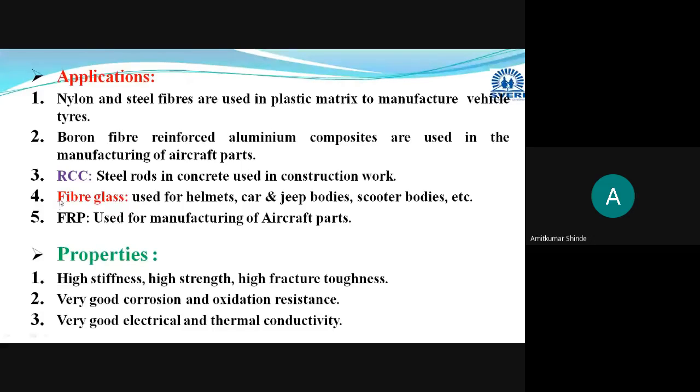Then fiberglass composite materials are there. These are used for manufacturing of helmets, cars, and different jeep bodies or scooter bodies. So these are the different applications of fiber reinforced materials. This is the first type of the composite material.